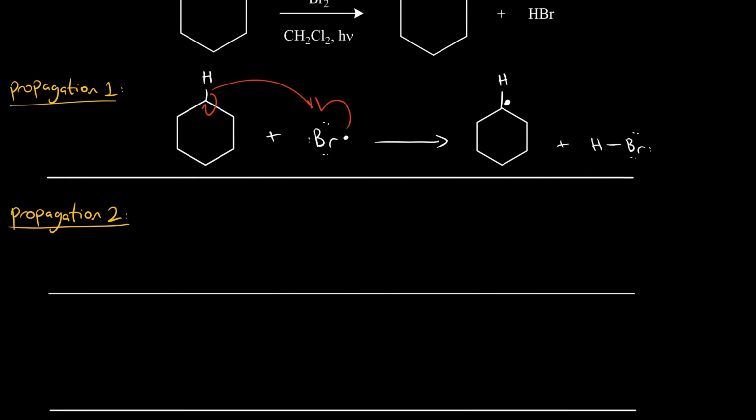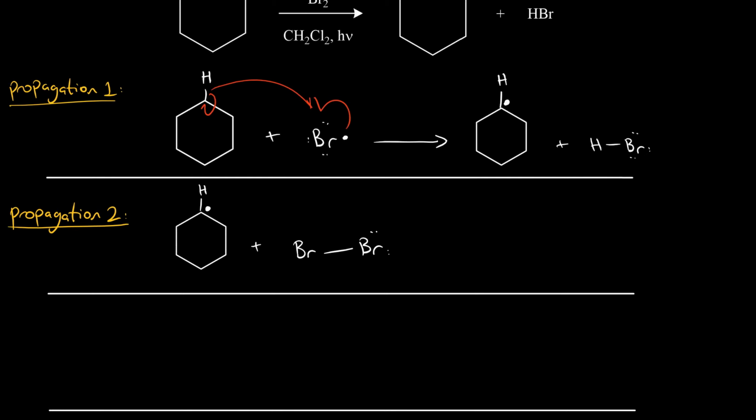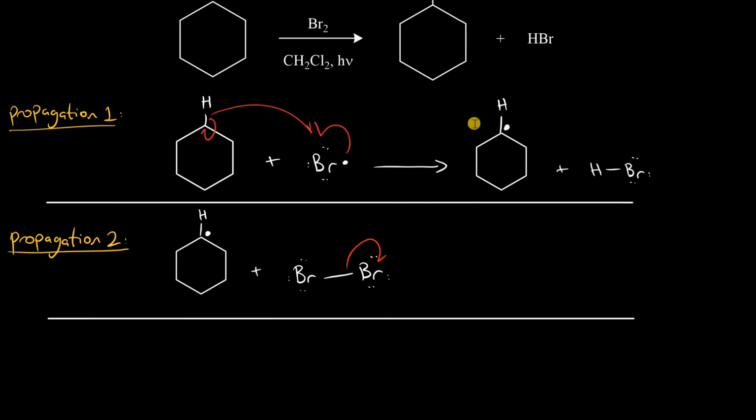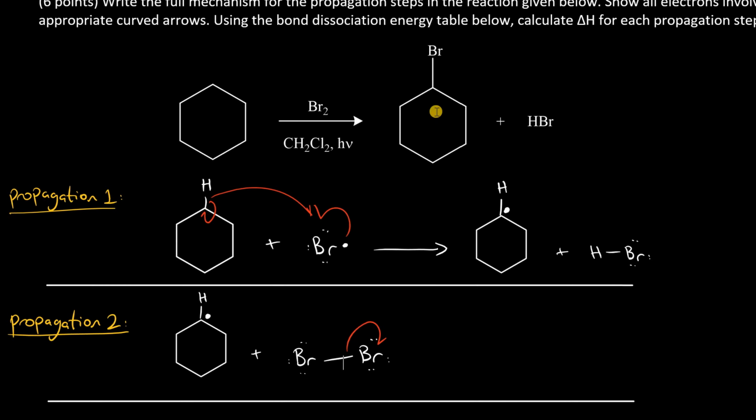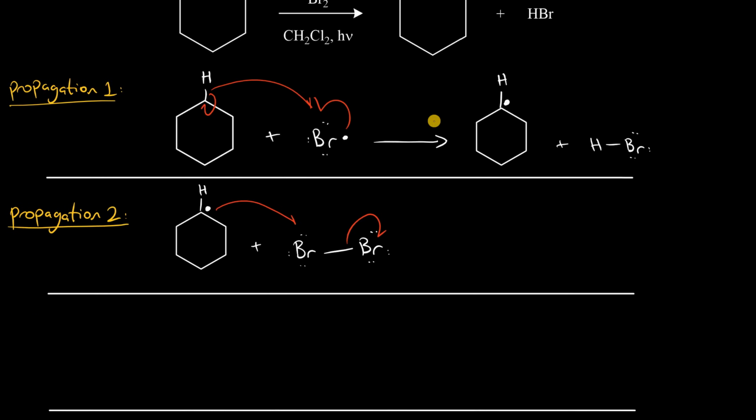Now in propagation 2, we take our alkyl radical and react it with even more Br2. So here is my cyclohexane radical, and even more Br2 can undergo homolytic bond cleavage. The Br2 bond breaks, one electron traveling to each bromine, and the radical electron on the alkane joins with one of the electrons from the Br2 bond, which forms our alkyl halide, 1-bromocyclohexane. And that's the entire mechanism for propagation.